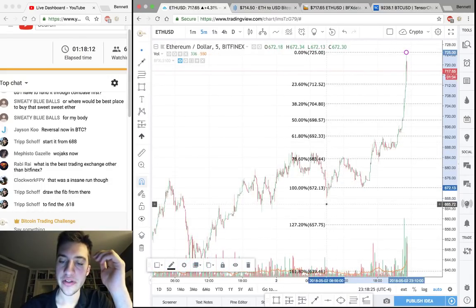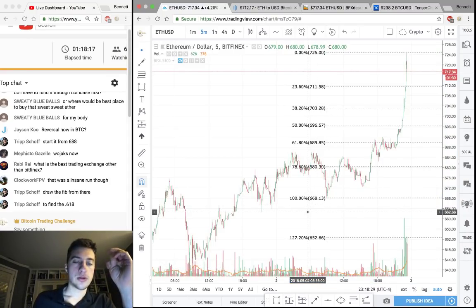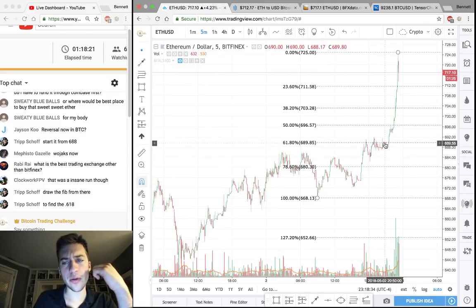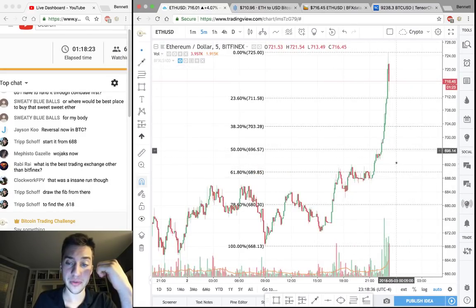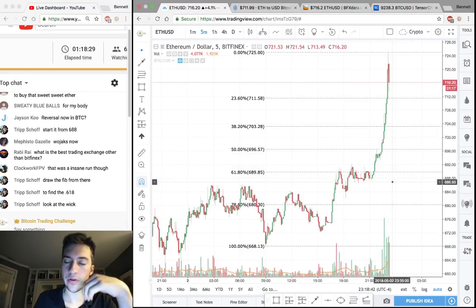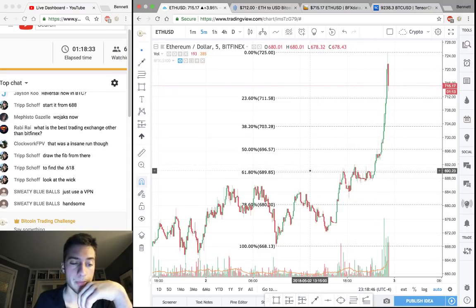So, oh, I see what you're saying. You're drawing it so that the 688 is the 61.8. So like that. Okay. And this is previous resistance becoming future support. Yeah, that would make sense. If that does happen, if price goes this low, then I don't think there's enough demand for price to continue going up. I don't think price is going to go this low, and if it does, I think price probably won't go up.